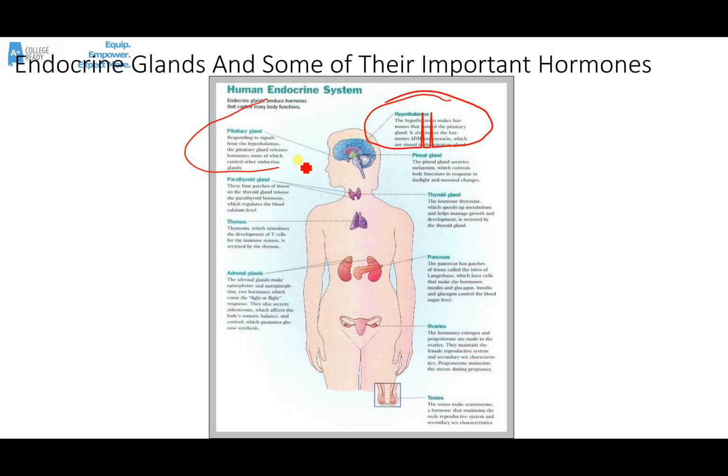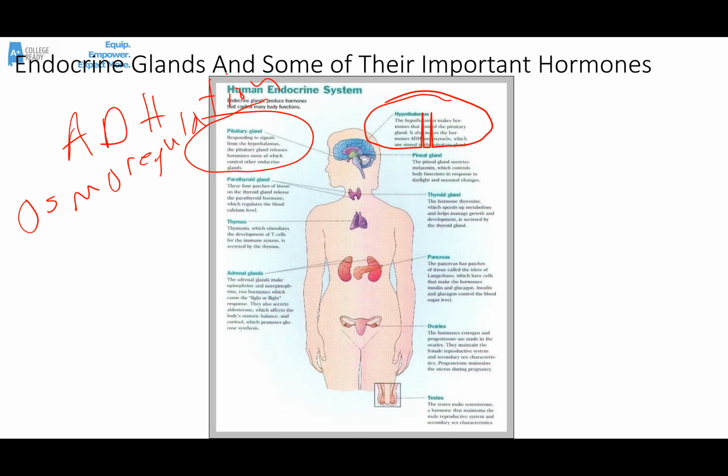Located just below the hypothalamus is the pituitary gland. This gland releases things like HGH, human growth hormone. It also releases ADH, antidiuretic hormone, which is really important in your body for osmoregulation, for regulating the amount of water and solutes in your body fluids.